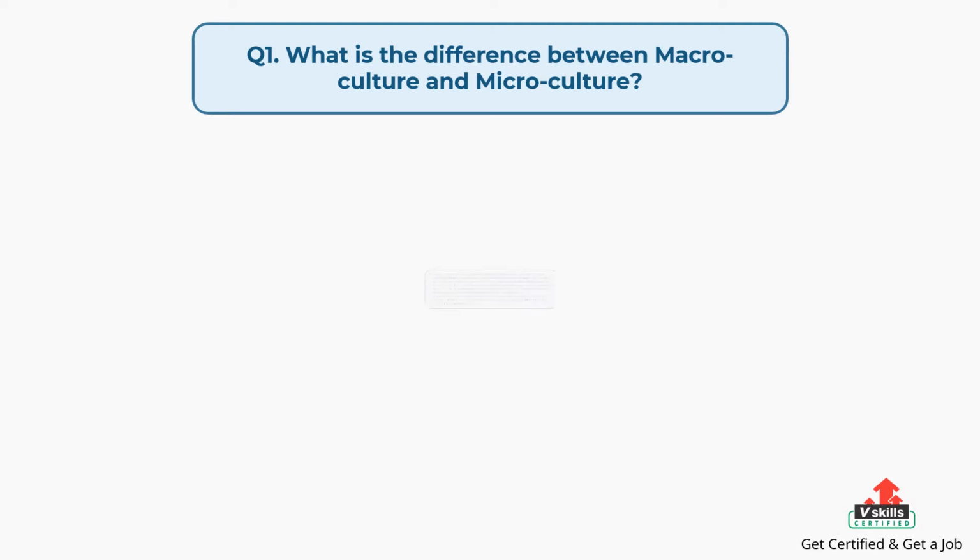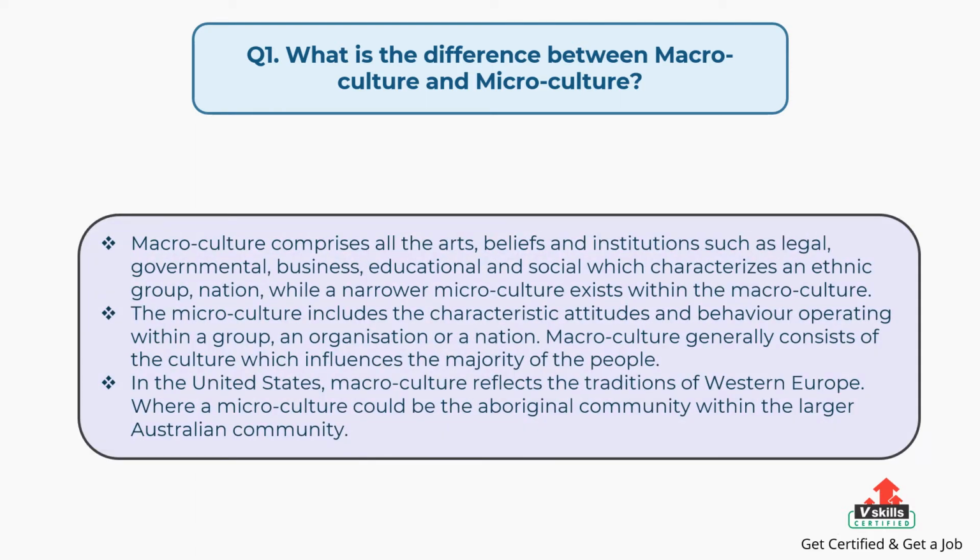The answer is: macroculture comprises all the arts, beliefs and institutions such as legal, governmental, business, educational and social which characterizes an ethnic group, nation, while a narrower microculture exists within the macroculture. The microculture includes the characteristic attitudes and behavior operating within a group, an organization or a nation.